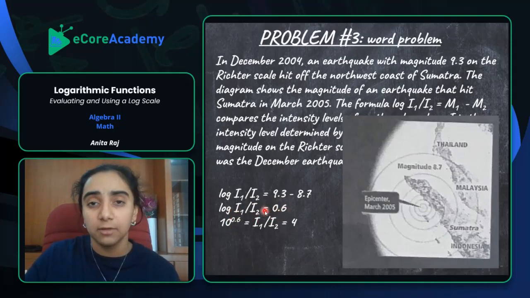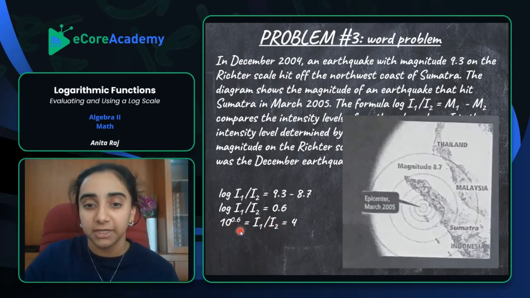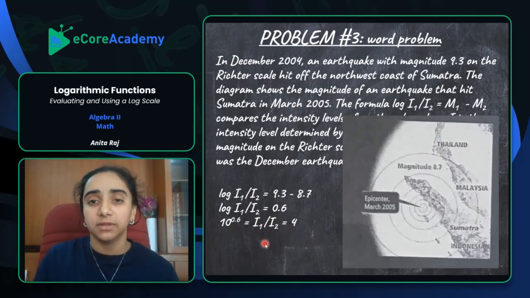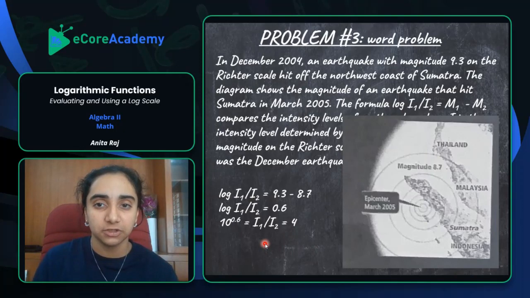Remember, when we set a log equal to something, whatever's on the other side of the equal sign is the exponent. We write it in exponential form. So 10 to the power of 0.6 is going to determine the intensity of one of the earthquakes divided by the intensity of the other one. So if we raise 10 to the power of 0.6, if you put that in a calculator, you're going to get 4. So that is the comparison of the intensities between the December and March earthquakes in Sumatra.